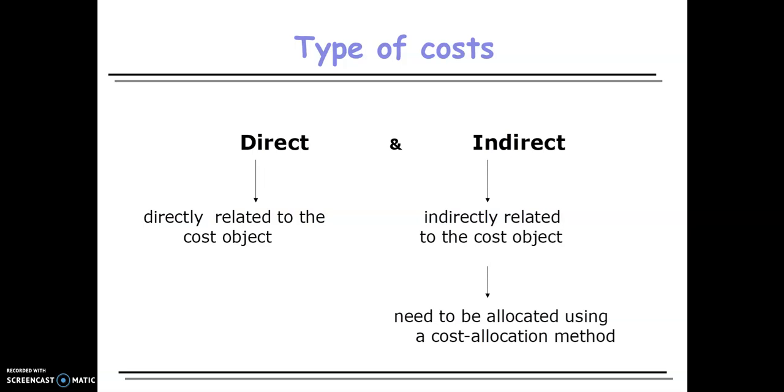There are also direct costs and indirect costs. A direct cost is any cost that is related to the cost object and can be traced to it in an economically feasible way. An indirect cost is indirectly related to the cost object, but cannot be traced to it in an economically feasible way and is allocated to the cost object using a cost allocation method.